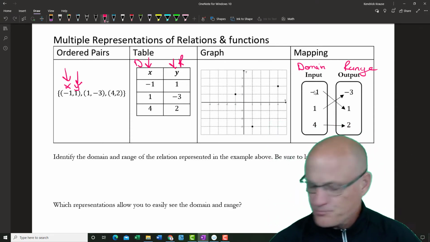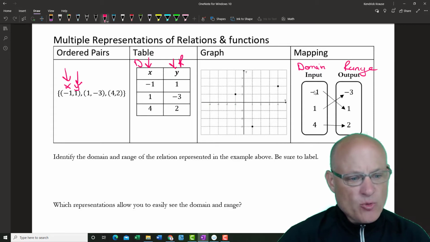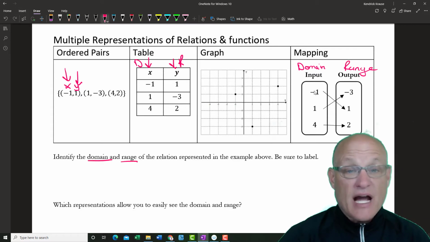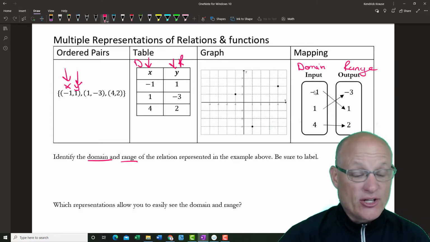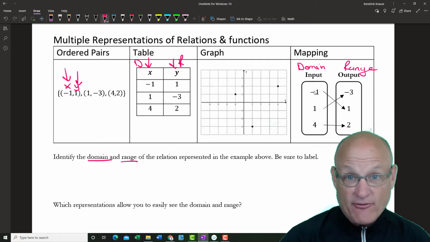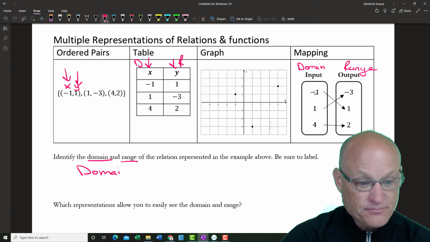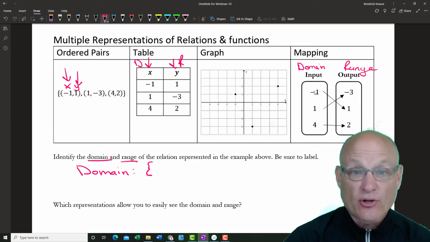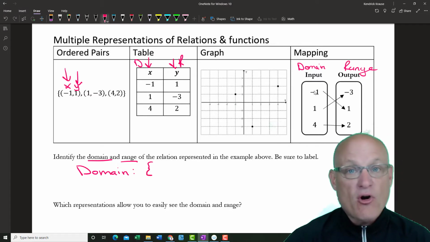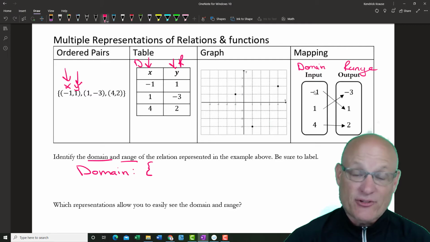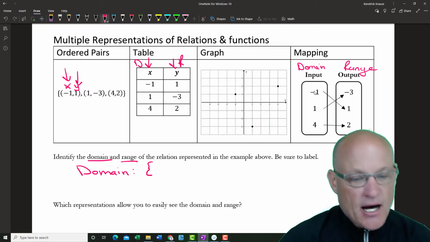One of the things you want to do whenever you identify domain and range is that it's not good enough just to start listing out values. You have to actually identify which one you're talking about. Say, okay, I'm going to talk about the domain right now. And whenever you list out a set of values, you should do so using curly brackets. It doesn't matter, all four of these represent the same relation. In this case, I believe it's a function. We'll take a look at that.